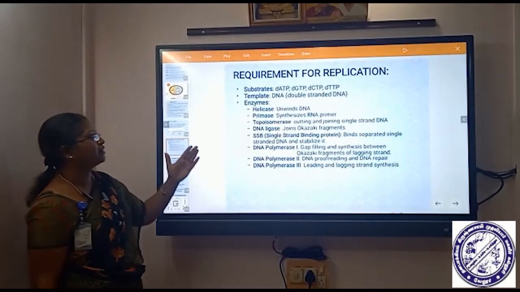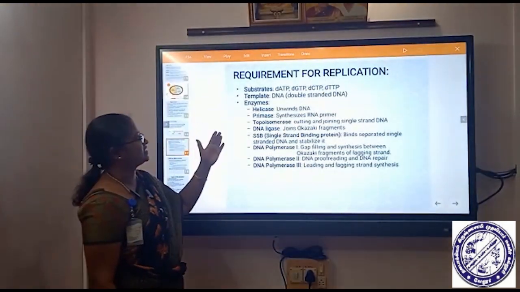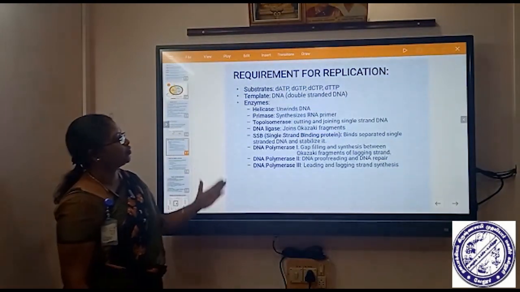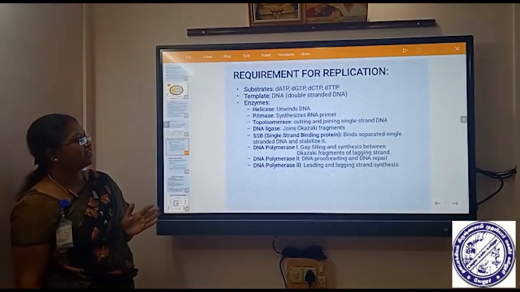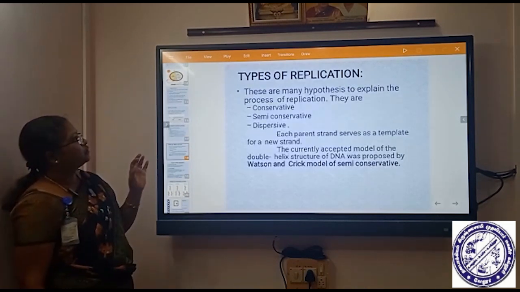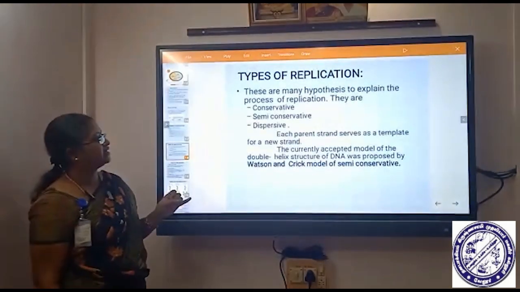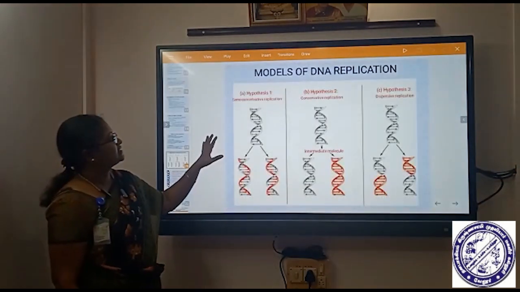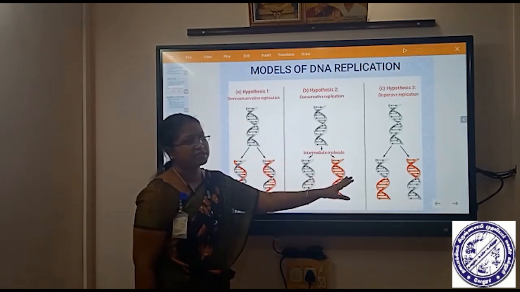Next we'll see the requirements for replication. A number of things are required during replication. The first is substrate, template and various enzymes, like helicase, primase, topoisomerase, DNA ligase, single-stranded binding protein, and DNA polymerase 1, 2 and 3. So next is the types of replication. There are three types: conservative, semi-conservative and dispersive. So this is the semi-conservative replication, this is the conservative, and this is the dispersive replication.